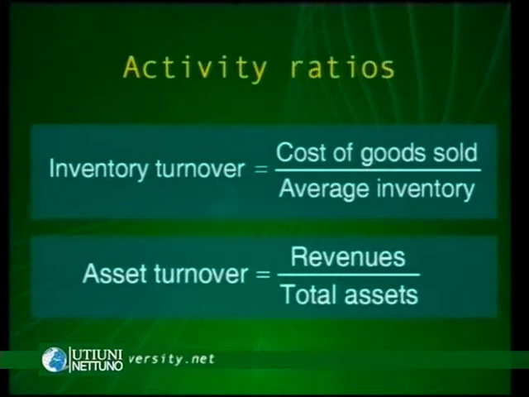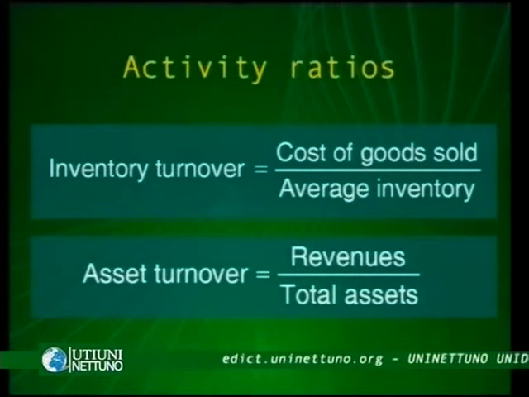So basically this ratio is saying to us how efficiently the assets of the project are employed in order to generate revenues. So also in this case, a higher value of this ratio is desirable. The reason is that when you have higher asset turnover, this means that you are able to produce the same level of revenues with a lower investment in total assets.